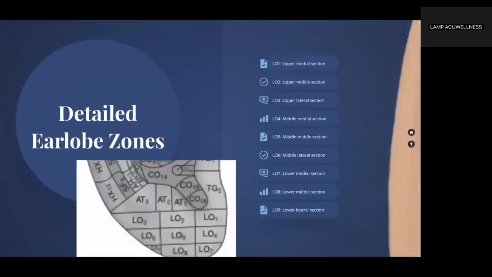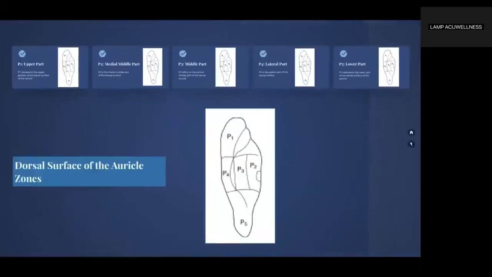Detailed earlobe zones: LO1 upper medial section, LO2 upper middle section, LO3 upper lateral section, LO4 middle medial section, LO5 middle section, LO6 middle lateral section, LO7 lower medial section, LO8 lower middle section, and LO9 lower lateral section.